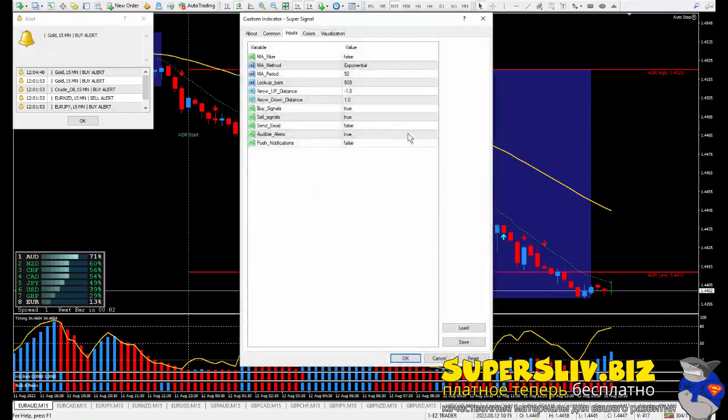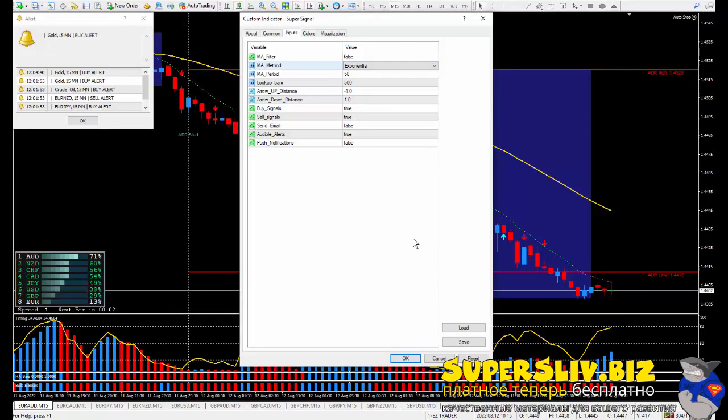Now the super signal, as I mentioned before, I leave this filter on false as I want to see all the up and down arrows. If you put it on true, of course, it'll only show buy arrows above the 50 and sell arrows or red arrows below the 50 EMA. And you can make this whatever type of moving average you so desire.